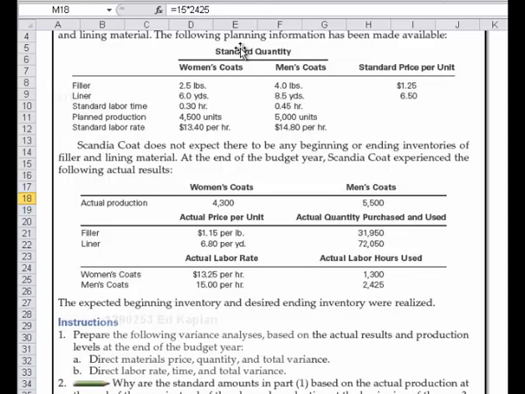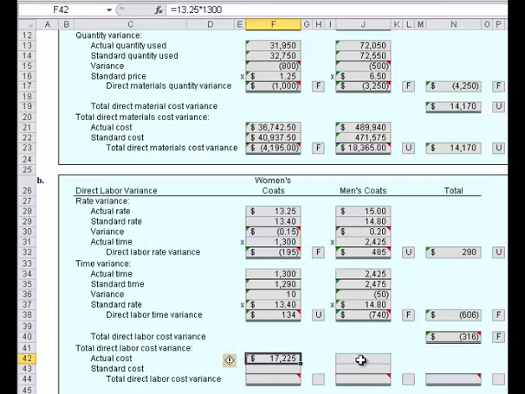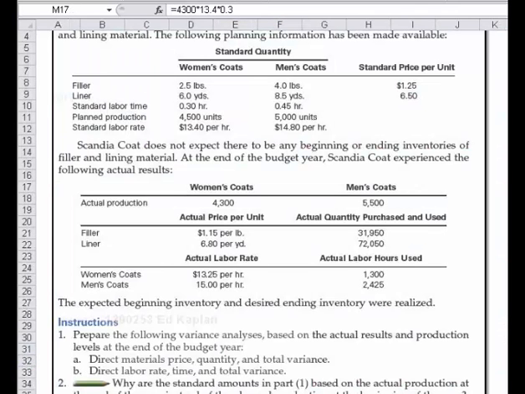I did this ahead of time for the purpose of making this video. $15 per hour actual labor rate times 2,425 actual labor hours used. Again, we jot that here, and we've got our actual cost. Then we just need to calculate the standard cost next. Okay, now the standard cost.